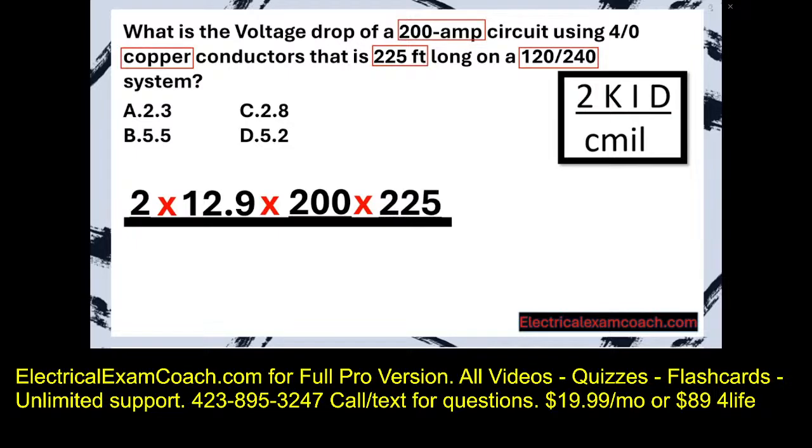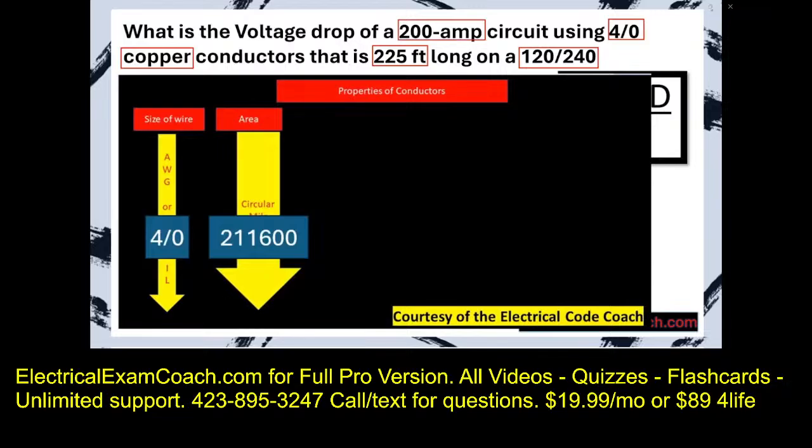Now we need to find our circular mils. And for that, we're going to be looking for 4/0 in the table. When we head to Chapter 9, Table 8, we're going to start on the left-hand side and come down and find 4/0. Then we're going to cross over and we're going to find that it's 211,600.